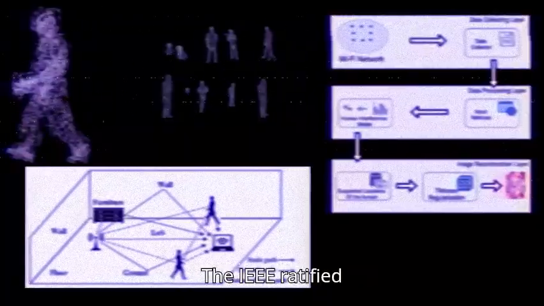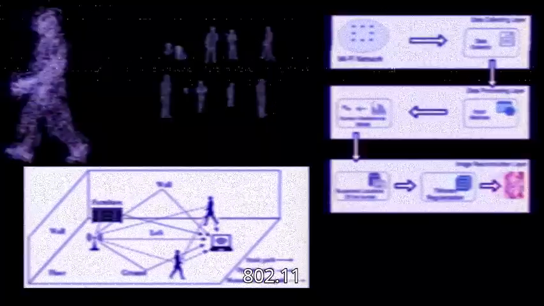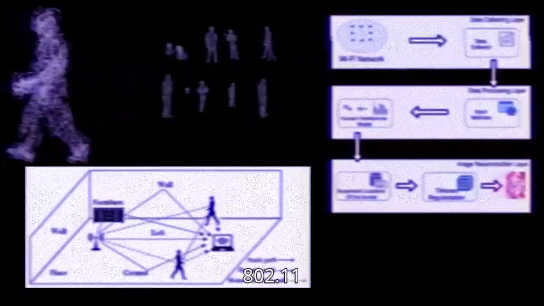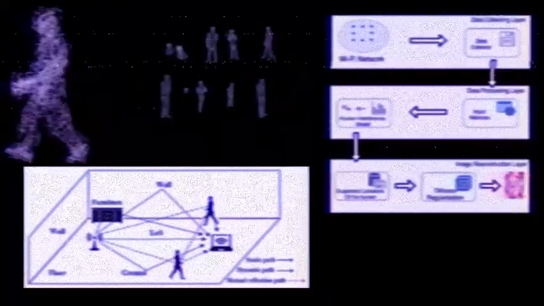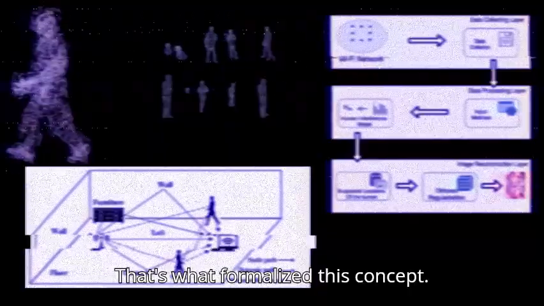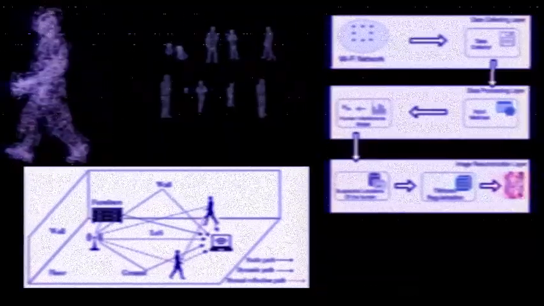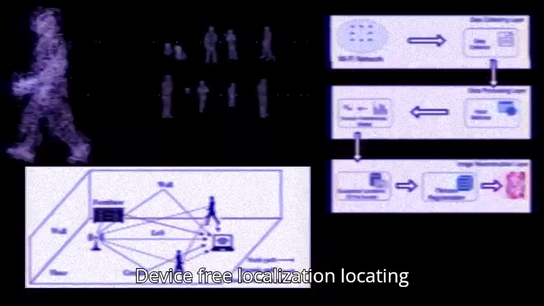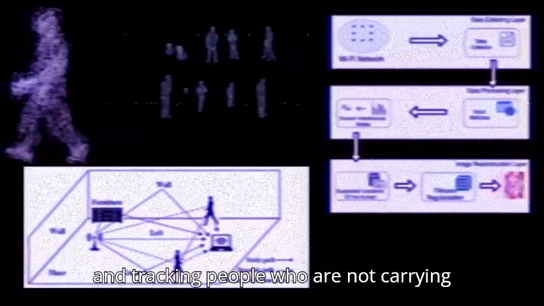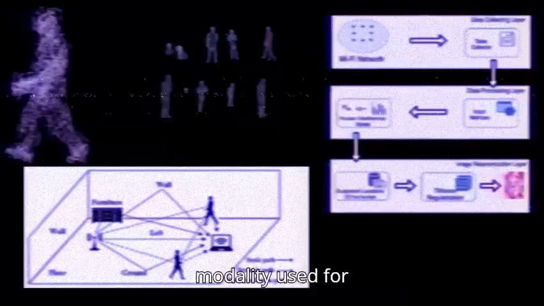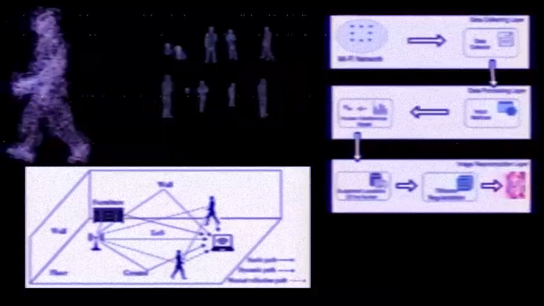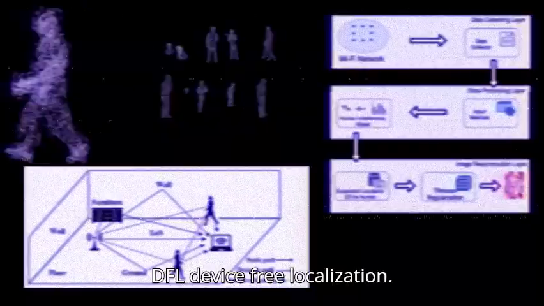The IEEE ratified 802.11bf Wi-Fi sensing. That's what formalized this concept. Device-free localization: locating and tracking people who are not carrying a tag or device. Wi-Fi is one RF modality used for DFL, device-free localization.